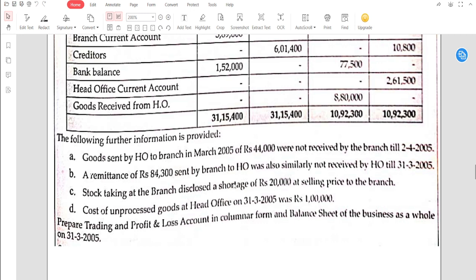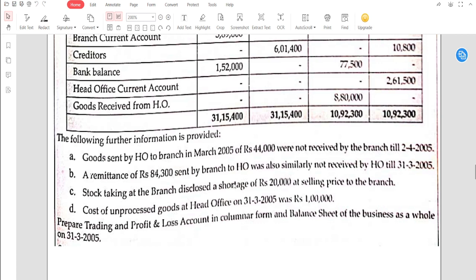Whereas in adjustment A, HO sent goods to the branch worth 44,000, which is not shown in the books of the branch. Stock taking at the branch discloses a shortage of 20,000 at selling price to the branch. So stock is showing a shortage of rupees 20,000, which is nothing but the sale price in the branch books. Cost of unprocessed goods at HO was rupees 1 lakh. It means unprocessed goods. So prepare the trading and P&L account in columnar form and the balance sheet of the business as a whole on 31st March 2005.